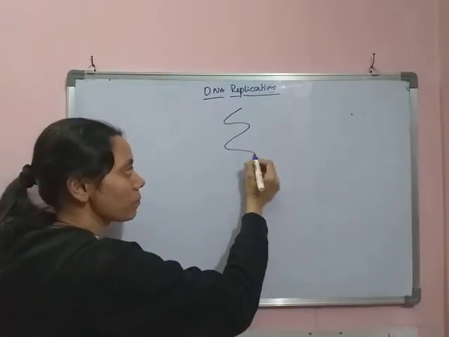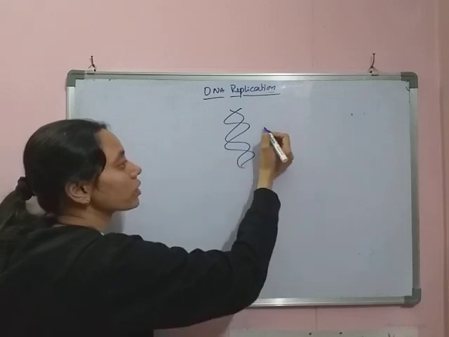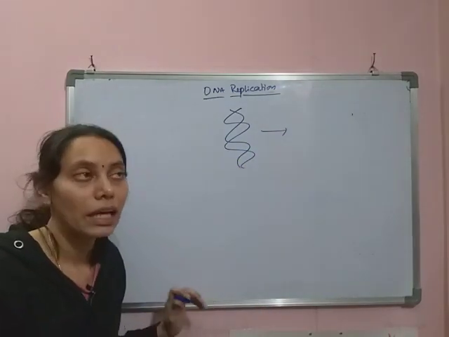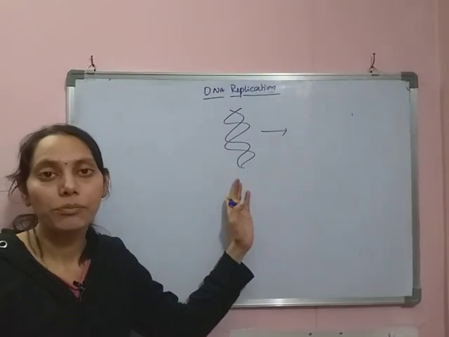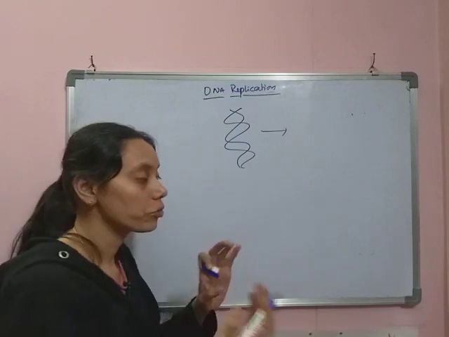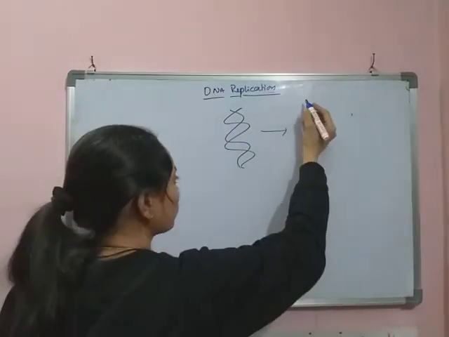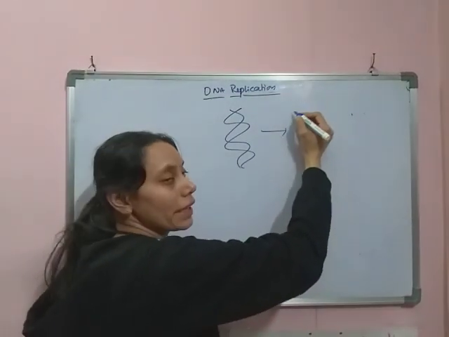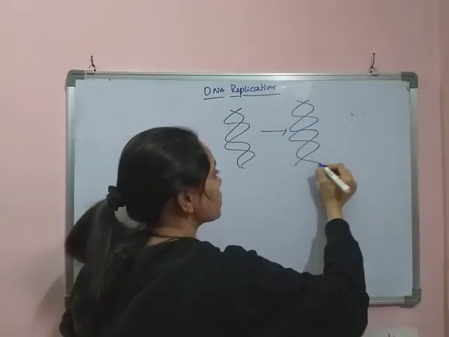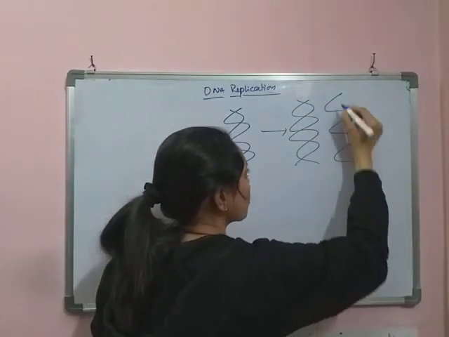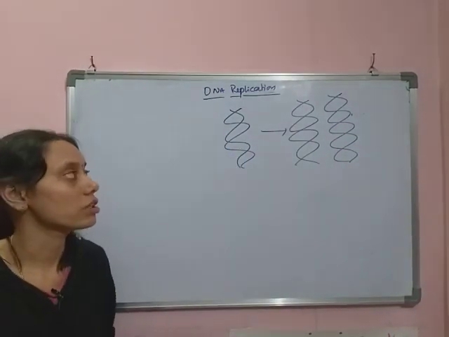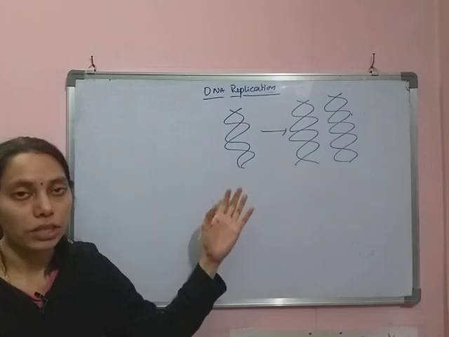So, what is DNA replication? Basically, if this is a parental DNA undergoing the process called DNA replication, the genetic content of the parental DNA will be duplicated in the form of two daughter DNAs. After DNA replication, it produces two daughter DNAs which are the same as the parental DNA. That is DNA replication.